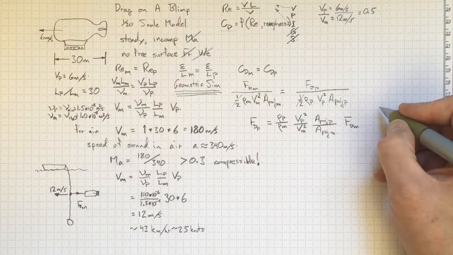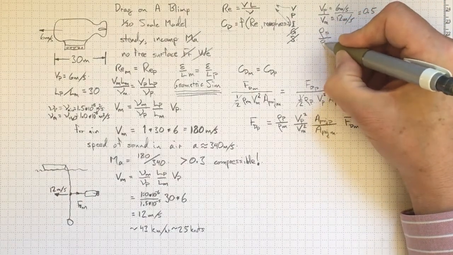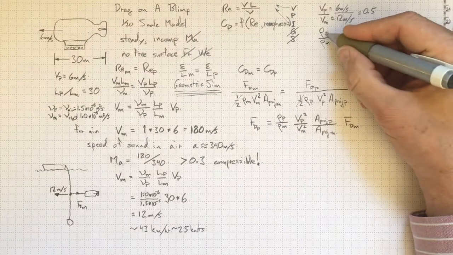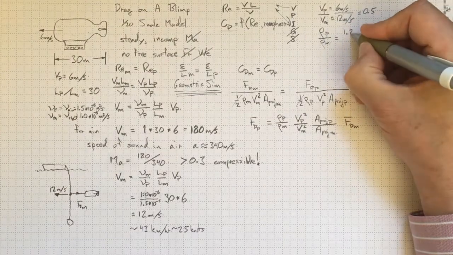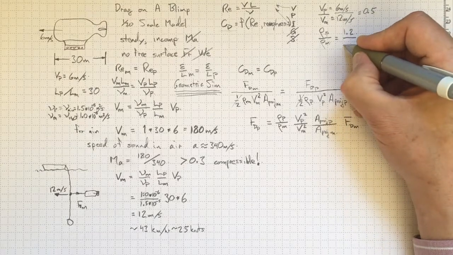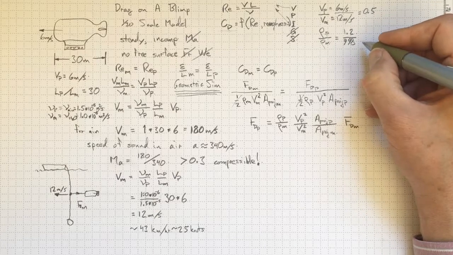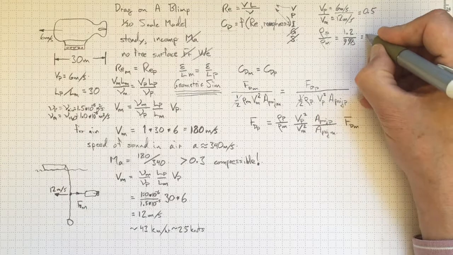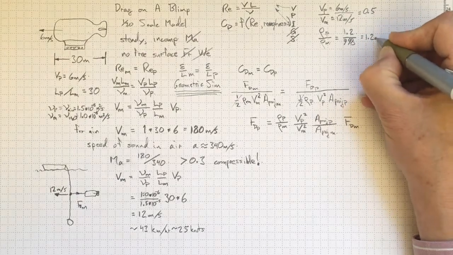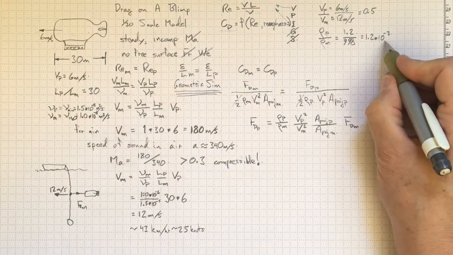The density ratio of the prototype divided by the model. That'll be the prototype's in air at about 1.2 kilograms per cubic meter. The model is in water at about, if it's fresh water, 998 kilograms per cubic meter. So the result is about 1.2 times 10 to the minus 3. So a fairly tiny density ratio.